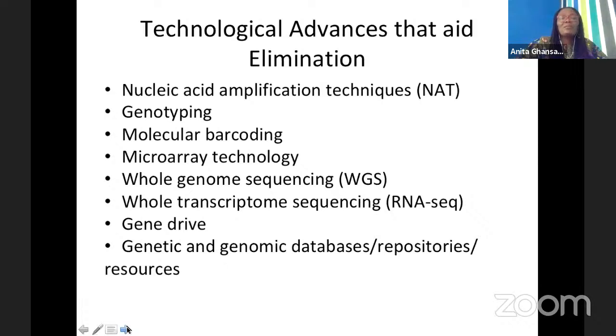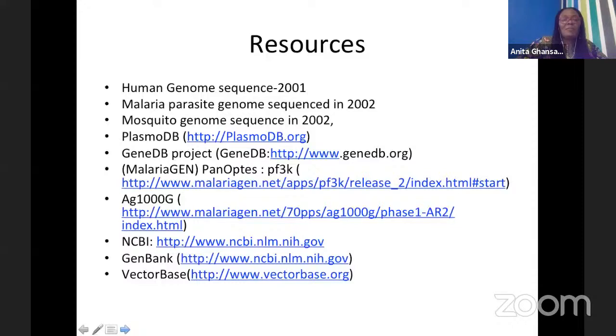We are evolving from doing simple nucleic acid amplification techniques like PCR for genotyping and molecular barcoding. We are advancing to microarray technology, whole genome sequencing, and whole transcriptome sequencing, and then gene drive using techniques like CRISPR-Cas gene editing. Then we also have a huge genomics database or repository that we can tap from.